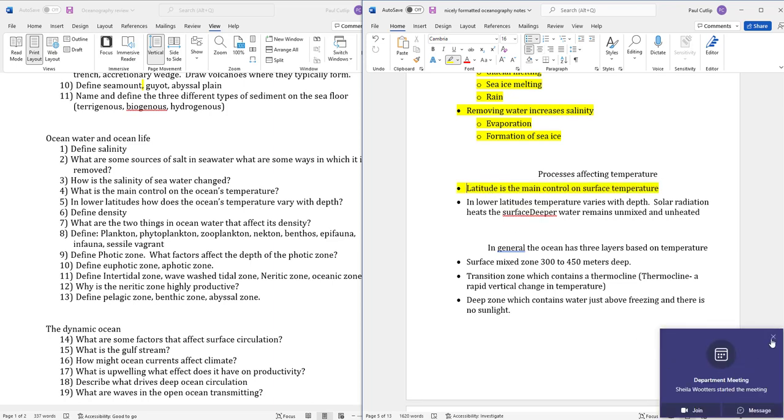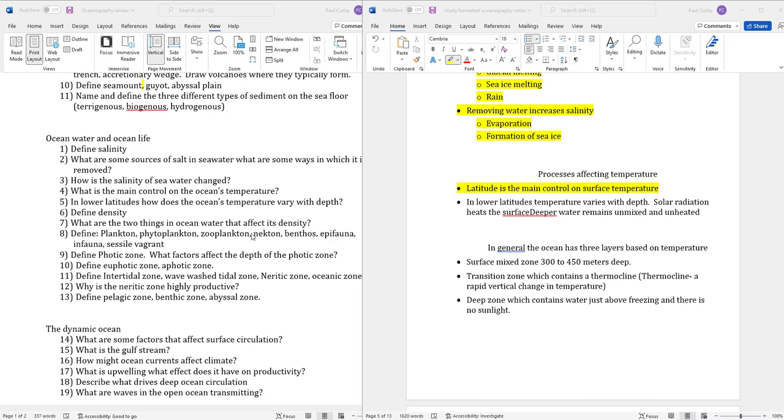The further north, someone's calling me. I'm going to do this. There we go. So latitude, right? The further away from the equator you go, actually, that was a faculty meeting. I should go to that. Okay, pausing.